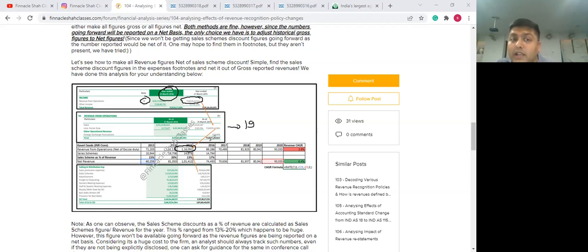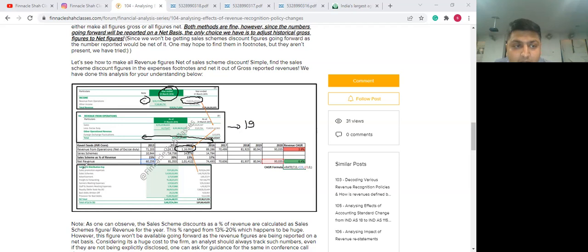Taking those figures, and is our job done? No, not really, because the figures prior to 2016, all of them had sales discounts being part of the revenue. So we need to exclude sales discount from the revenue to make the figures prior to 2017 comparable to figures post 2017. Precisely what we have done here for you guys.